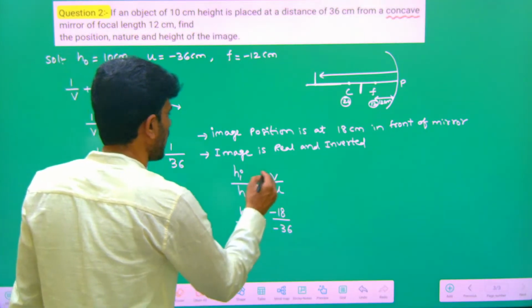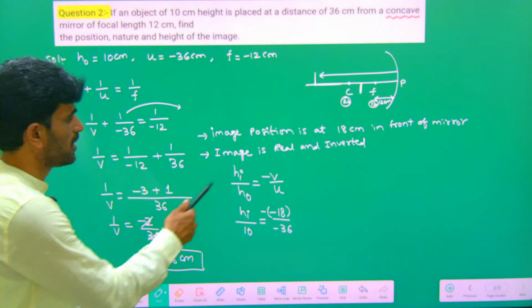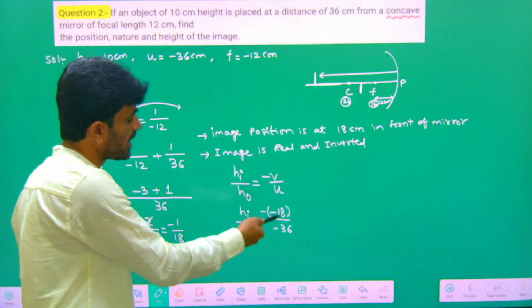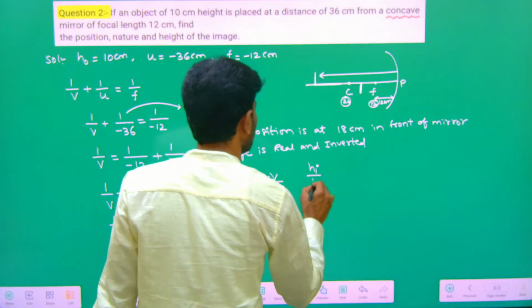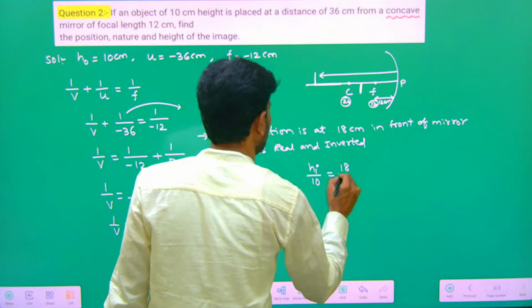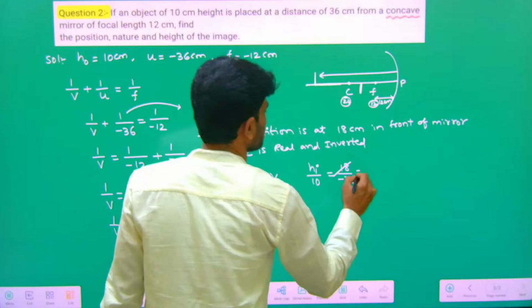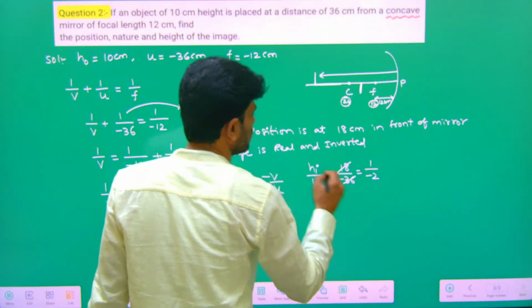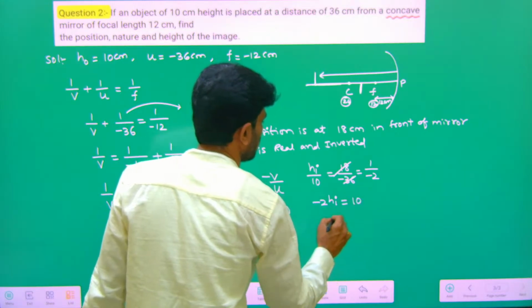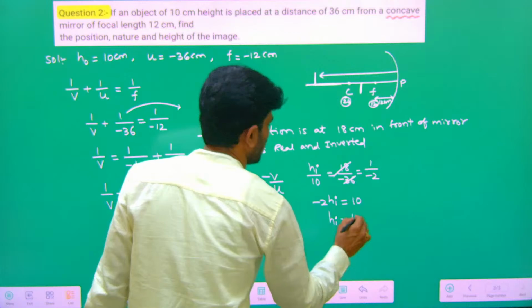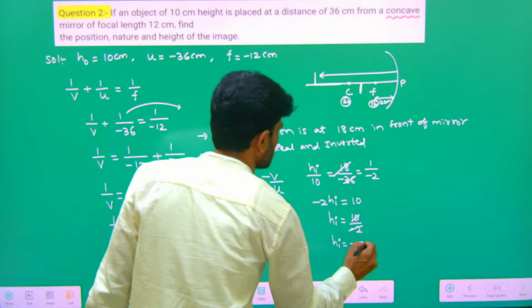So it is minus V, no? We got V as minus, but here we have minus V, so we have to do minus of minus 18. So by this, what do we get? HI by 10 is equal to 18 by minus 36. After cancellation, it is equal to 1 by minus 2. If you do cross multiplication, minus 2 HI is equal to 10. HI is equal to 10 by minus 2. So HI is equal to minus 5 centimeters.